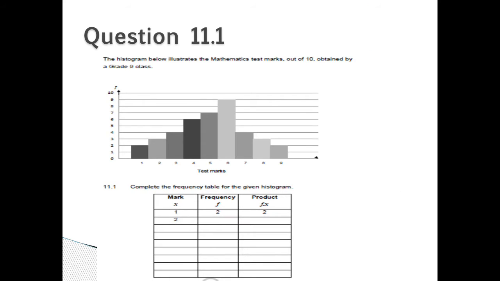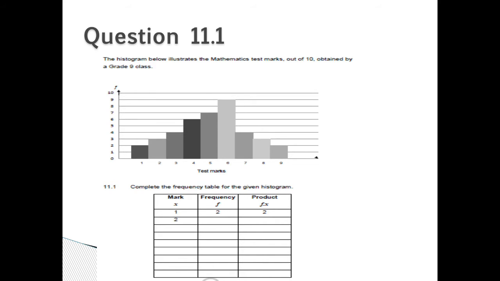The histogram below illustrates the mathematics test marks out of 10 obtained by the grade 9 class. So when you look at the graph, you have various marks. You have test marks 1 to 10, and then the number of students that obtained each. So 1 was obtained by 2 students, 2 by 3 students, 3 by 4 students, 4 by 6 students, 5 by 7 students, 6 by 9 students, 7 by 4 students, 8 by 3 students, and 9 by 2 students.